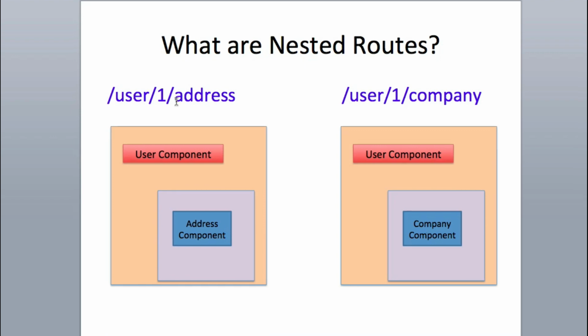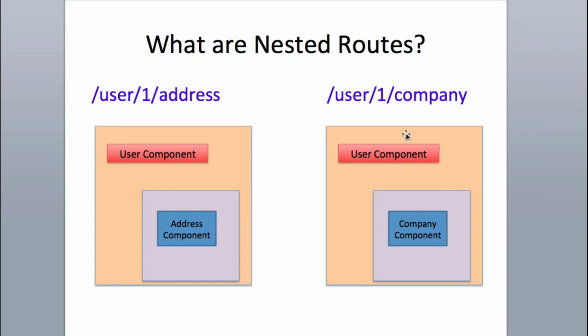So now we can say that nested routes have the same base path and parameter as their shared parent route. So in this case, user will act as a parent route and address and company will act like child routes. So now we understood what nested routes are. Let's see how we can achieve the same in Angular.